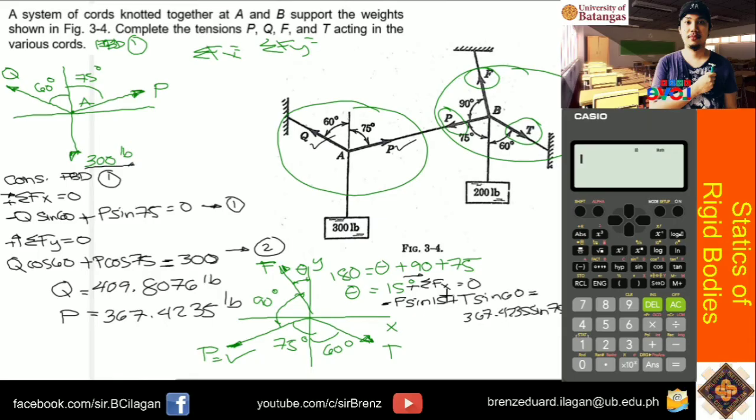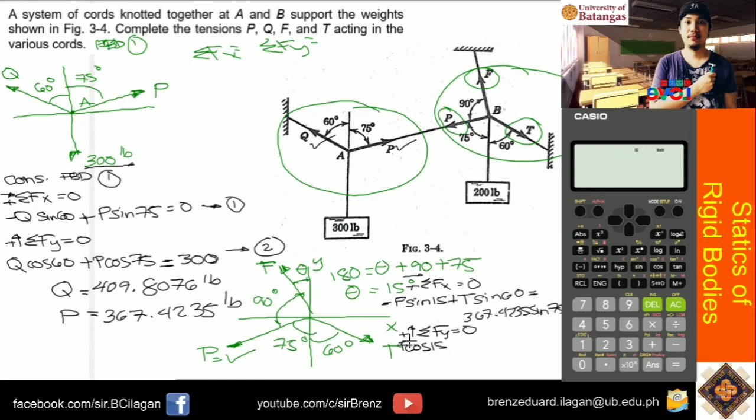Okay, then the next equation, so this time using the summation of forces Y. So assuming all upward forces as positive, summation of Y equals 0. What will be the equation? So F, positive since pataas yung Y component niya, F cosine 15.